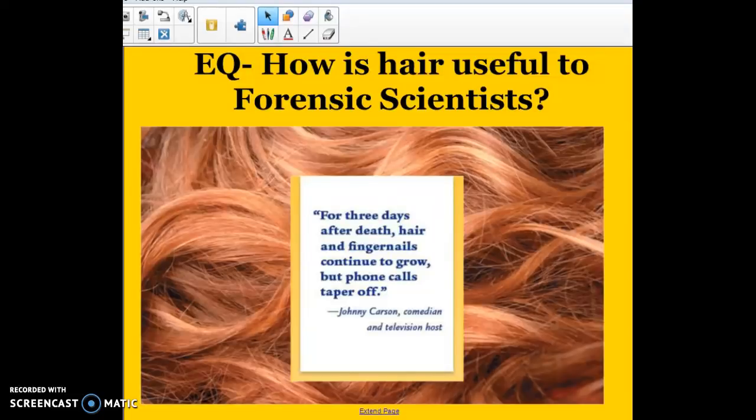We're going to talk about how hair is useful to forensic scientists. So what are the parts of hair, and then what are the parts that we can analyze to try to compare hairs found at the crime scene.